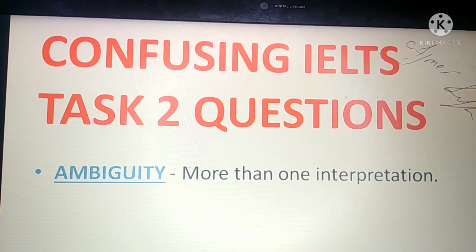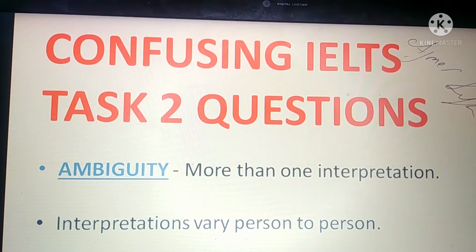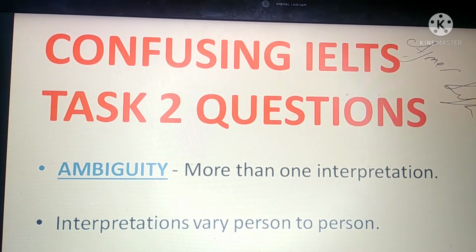You are reading a question statement which you got in your exam, and it is not conveying the proper, exact meaning. There are more than 2 or 3 interpretations of that particular statement, meaning there could be 2, 3, 4 meanings. As we all know, when something is ambiguous, it can have more than one meaning, right? So when we read a question statement in the IELTS exam and it has more than one interpretation, we can say that the question statement is ambiguous.